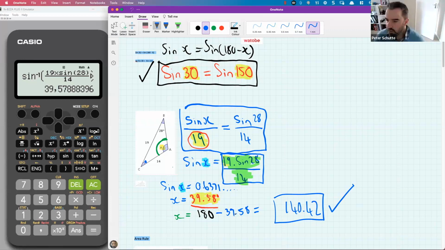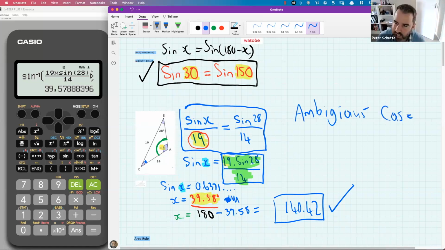So Zoom users asked, how would you know if there are two possible answers? The way you would know is if you visually look at it. If the angle is obtuse, if it's bigger than 90, and you've got an angle that's less than 90, then you just go 180 minus your small angle, which would be this one here. And this situation is called the ambiguous case. And it's ambiguous because there's two possible answers. But once you know about it, it's not hard to use. You just need to be aware of it.